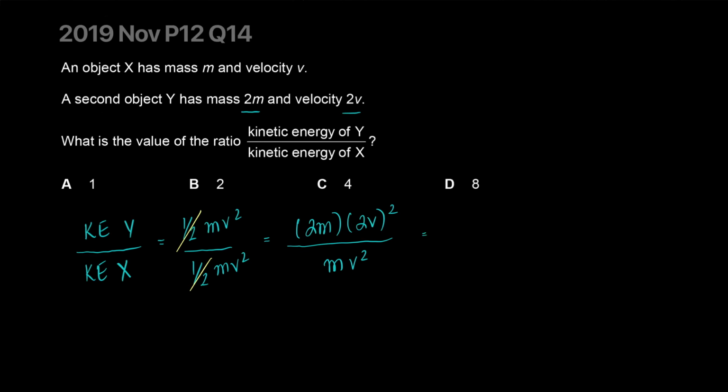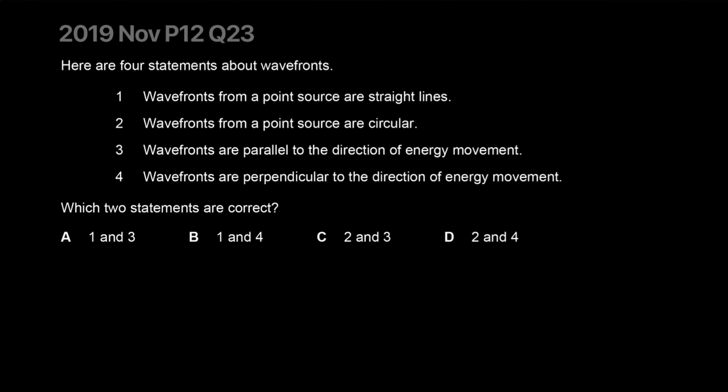So solving this, the 2 squared is going to turn into 4, and 4 times 2 is 8. So 8mv squared divided by mv squared, and you have 8 as the answer. Just 8. Interesting, right? Something with twice the mass going twice as fast as something else has 8 times the energy. Imagine that. 8 times the energy. Interesting, right? That's how energy works. Pretty cool. The correct answer is D. All right.